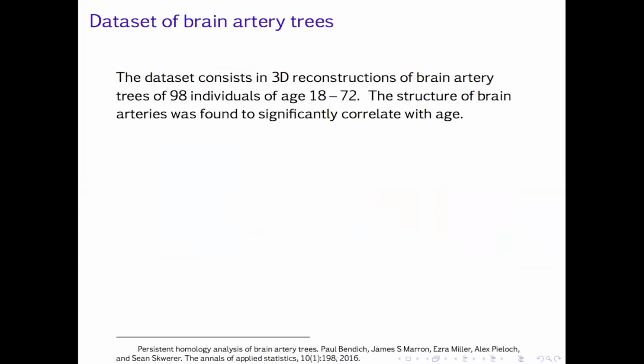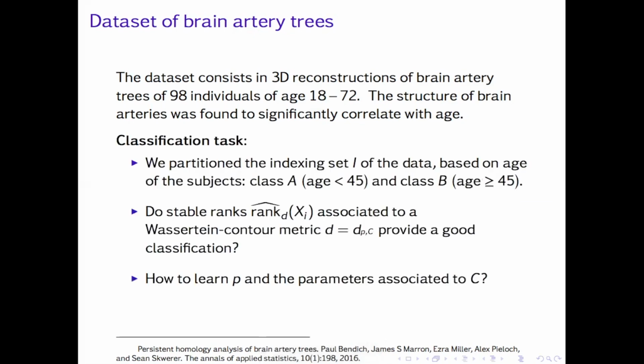And finally, an example on a publicly available data set that was already used in this paper by Paul Bendich and co-authors. So this is a data set of 3D reconstruction of brain artery trees with individuals with age between 18 and 72. And this structure of the brain arteries was found to correlate with age, also through persistence summaries.